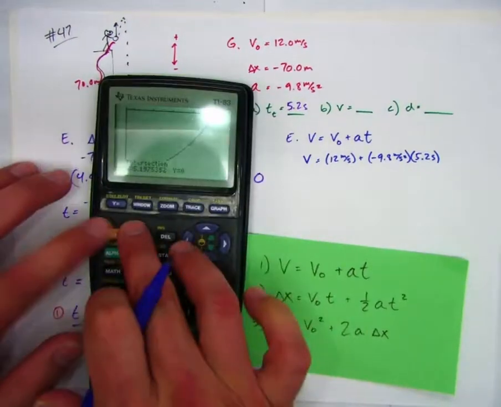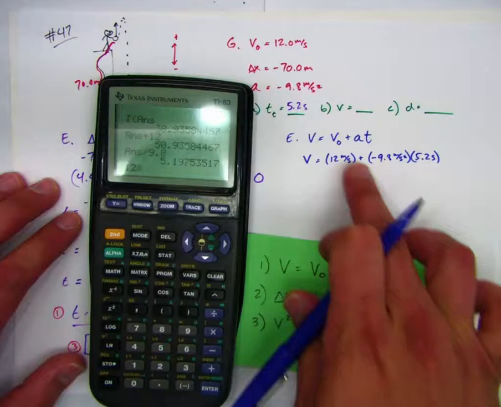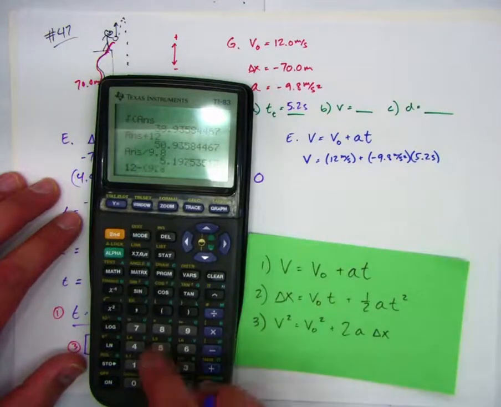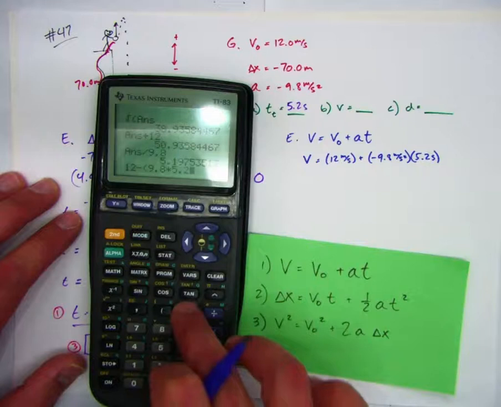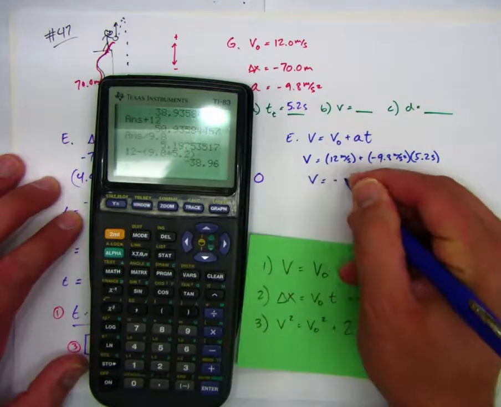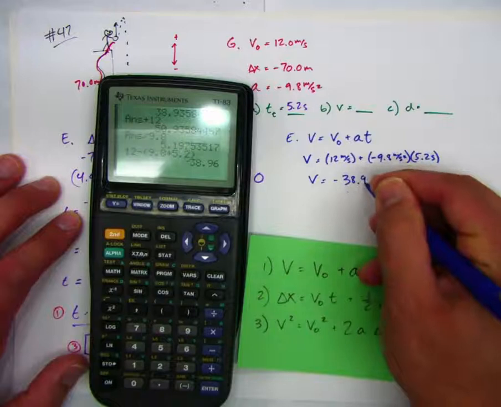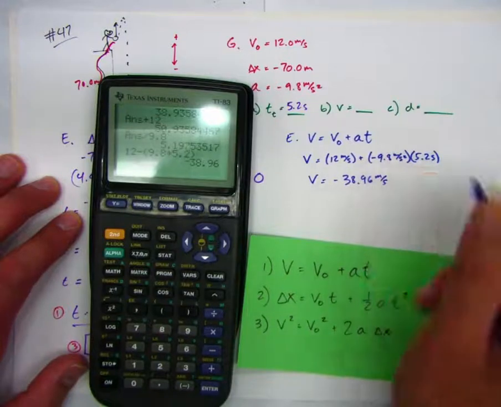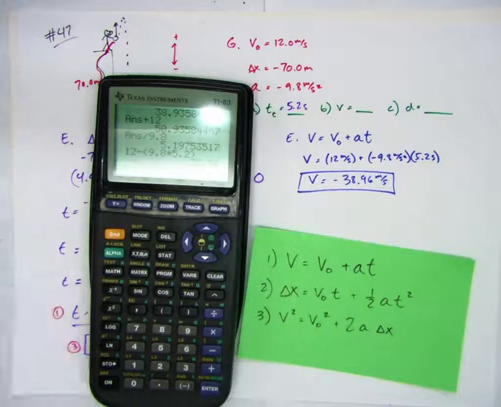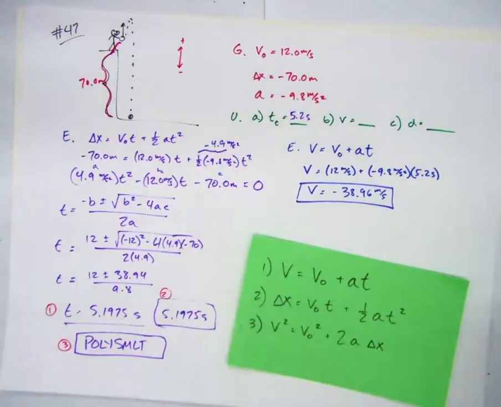So I have 12, and then this is a minus and a plus. This will be 12 minus 9.8 times 5.2. So velocity final is negative 38.96 meters per second. Notice negative. Negative means the ball or the rock, whatever it is, is moving downward when it hits the ground.